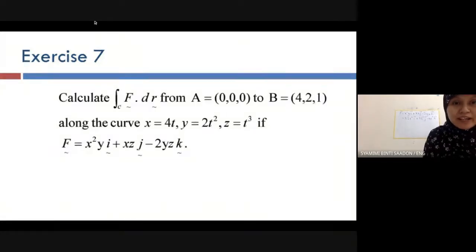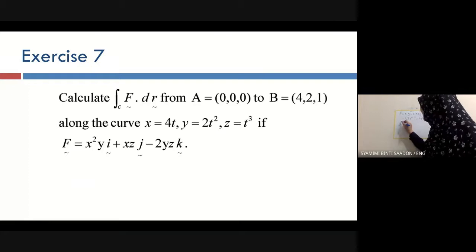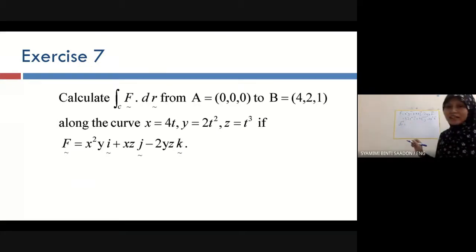And then the same for dr. Okay, dr is like just now. So vector dr is a vector. So we have to differentiate the 4t, x equals 4t. So you have 4 dt i plus 4t dt j plus 3t square dt k. Okay, so that is dr.